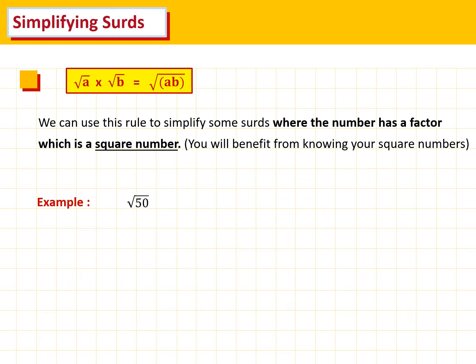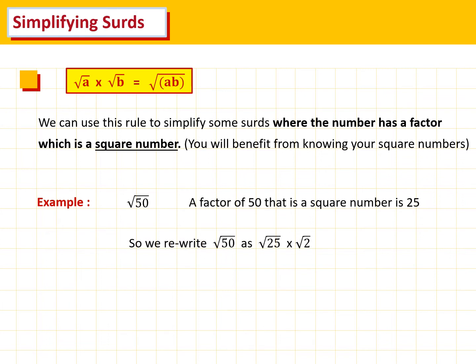Root 50. Can you think of a number that divides into 50 that is a square number? What is the biggest square number that divides into 50? And the answer to that question is 25. And so we can rewrite root 50 as root 25 times root 2 using the rule in the yellow box. And root 25 is 5, so we can simplify that as 5 lots of root 2.